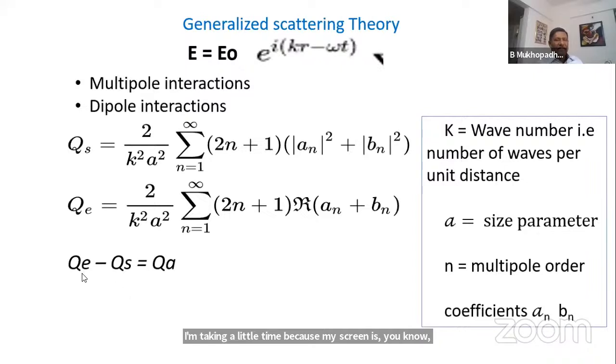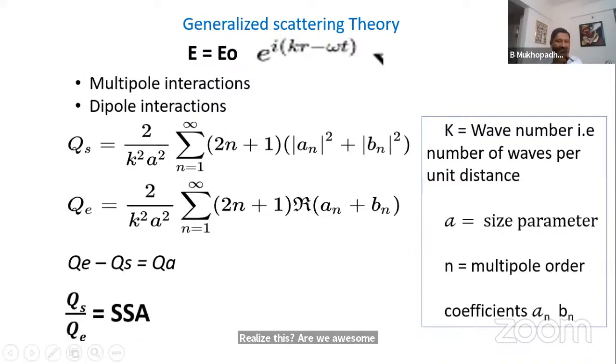Right. Now, there is this term QE minus QS, which is obviously the cross-section of absorption. We realize this. And we also bring in this notion that the cross-section, that is the energy per unit volume that is being scattered and that is being extinguished, this ratio of scattering to extinction is given a special name. All aerosol scientists know about this. And all modelers are always asking you, can you please tell us the value of the SSA of this aerosol medium?